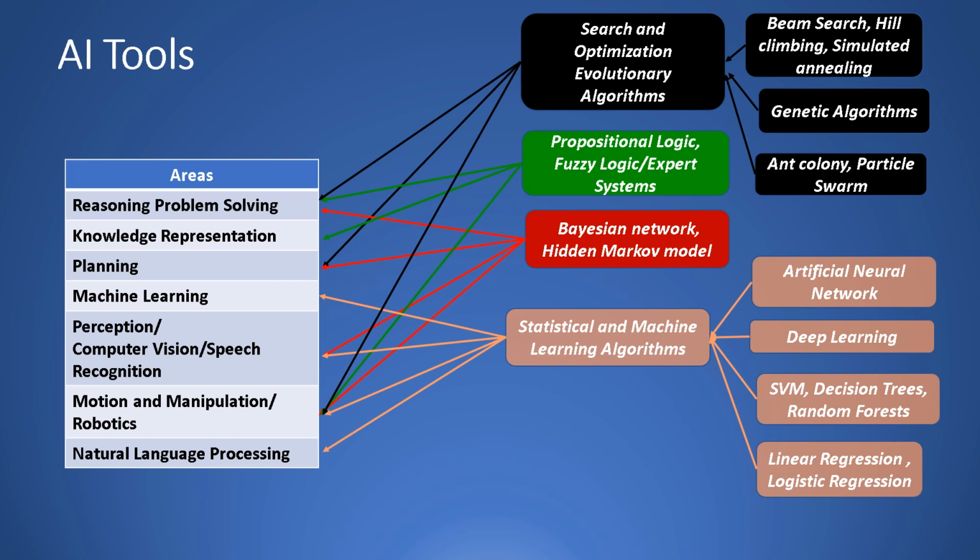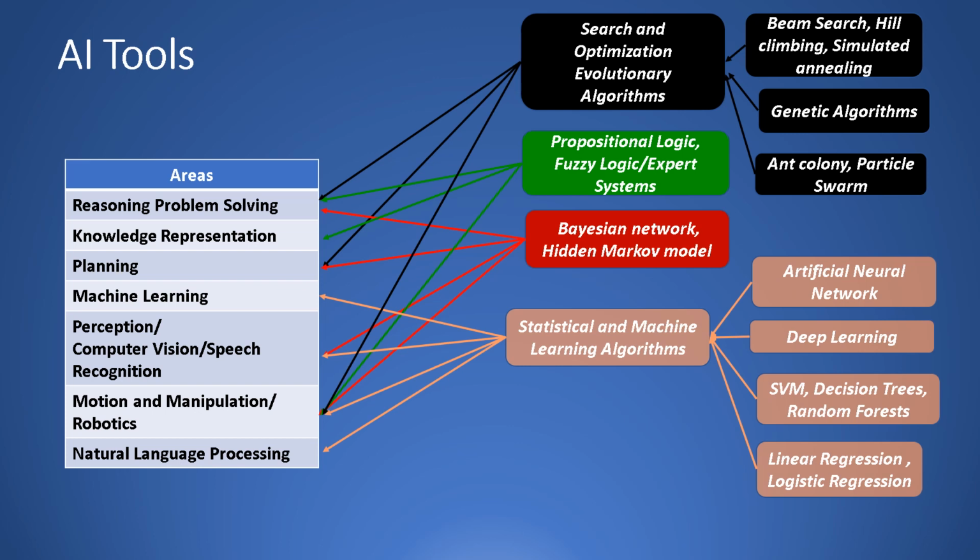So these machine learning and statistical algorithms can be used for perception as well. Say for example, in computer vision, to make sense of what are all the objects present in a scene. For speech recognition, it can be used by a robot to identify its environment. It can be used in natural language processing to perform operations like information extraction, clustering, right?